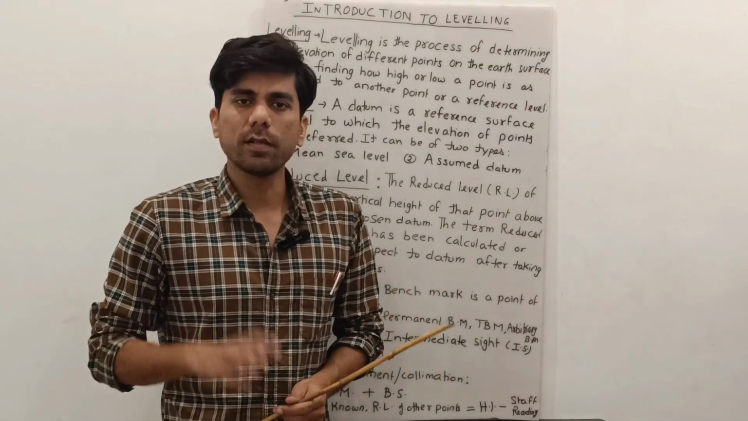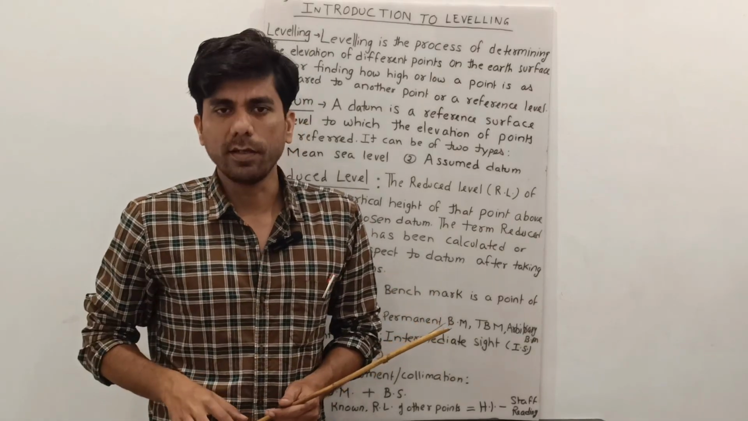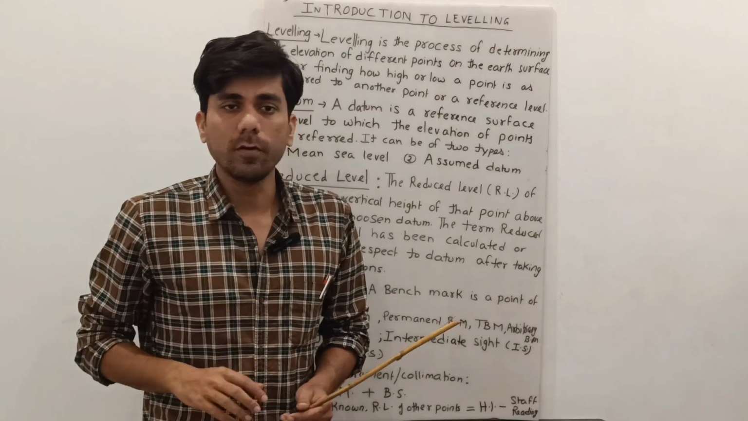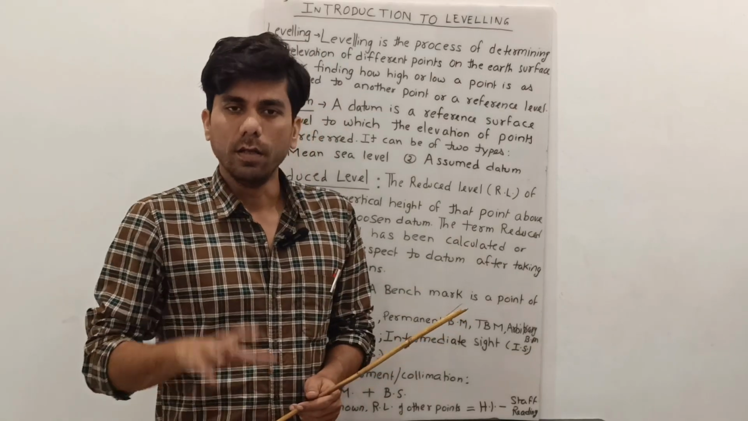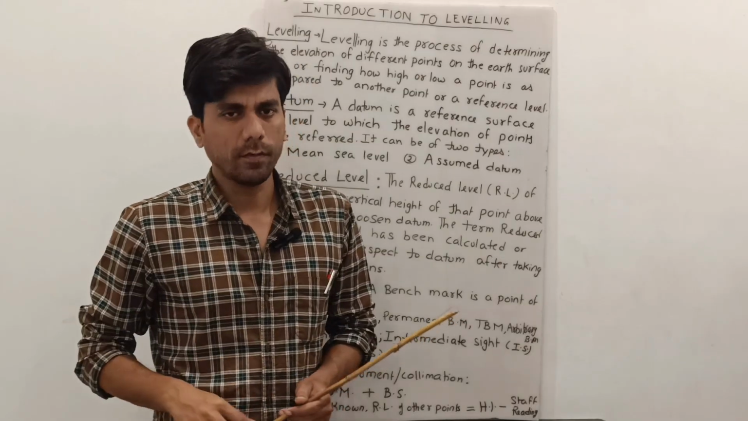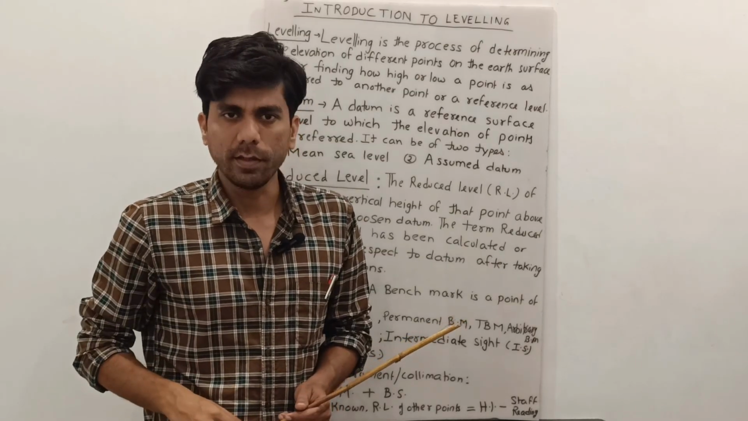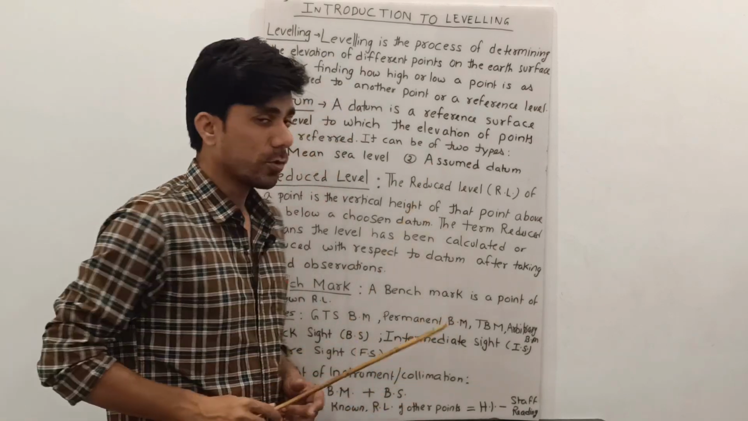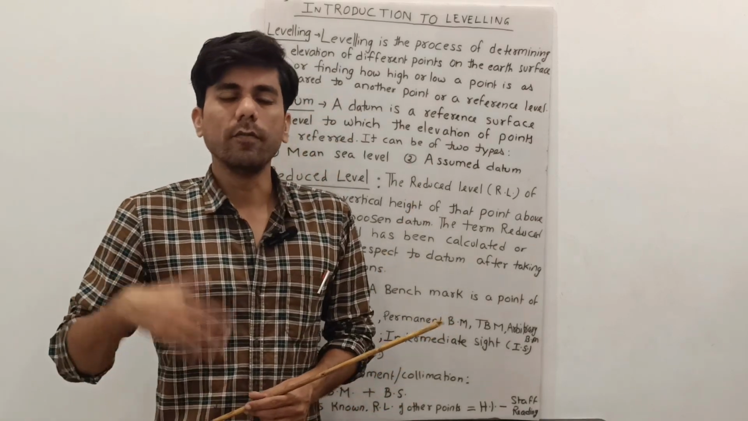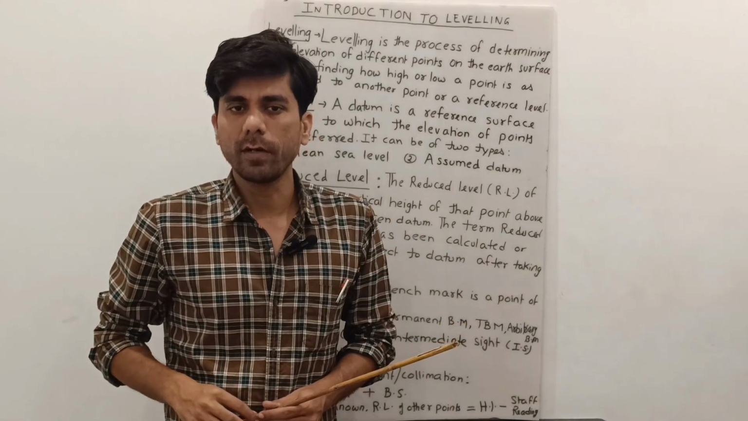A permanent benchmark is any point whose location is likely to remain as it is, like a concrete floor which is not going to be broken, or a stone we have inserted somewhere at our construction site which is likely to stay as it is through a longer period. These benchmarks are called your permanent benchmark. But in projects we require benchmarks at different locations. Why do we require benchmarks at different locations?